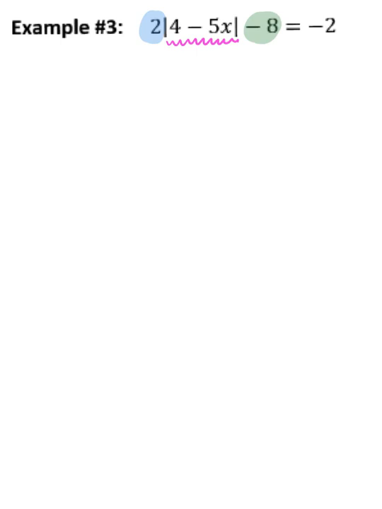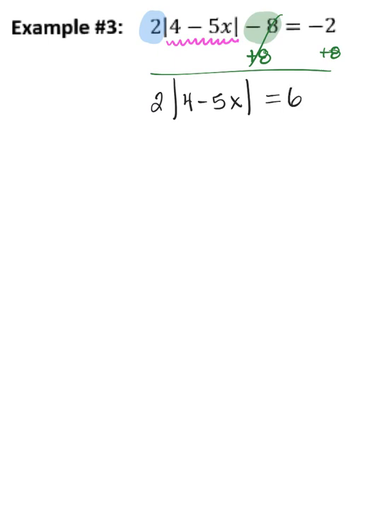So let's start by getting the absolute value bars alone. Just like the last example, I'm going to start with that minus 8, and I am going to add 8 to both sides. Okay, so we still have 2 times the absolute value of 4 minus 5x equals 6. And then to undo that 2 times the absolute value, we're going to go ahead and divide by 2. Okay, not so bad. And now this looks a lot like our previous examples.